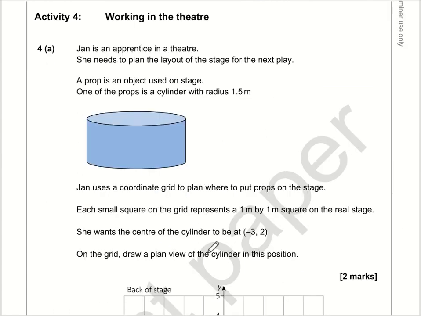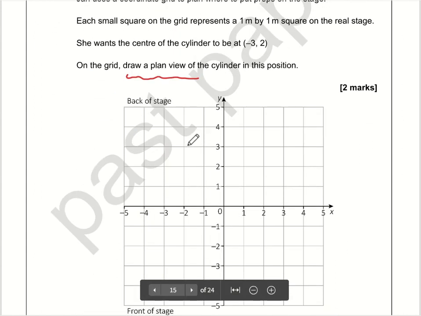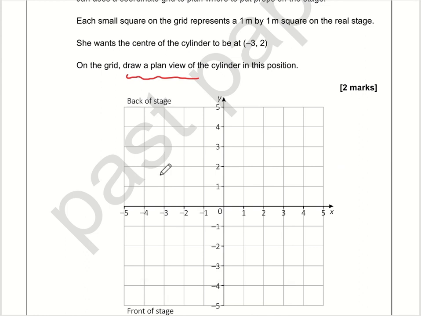Okay, so for question 4a, what we need to do is draw a plan view. Now remember, the plan view, that is the view from above. So if we're looking at a cylinder from above, all we are going to see is this circular top. So this is a circle with a radius of 1.5 meters, and the center is going to be -3, 2. So remember, we go horizontally and then vertically. So -3, 2, there is the center.